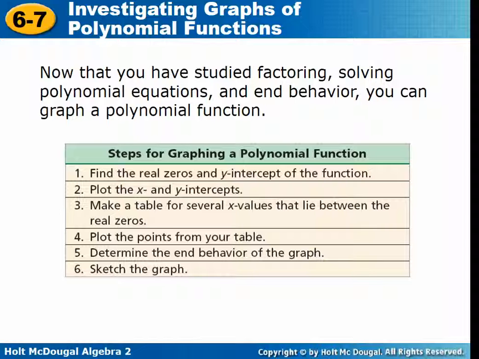Make a table for several x values that lie between the real zeros to help you plot some points. Plot the points from your table. Determine the end behavior. That's what we learned about in part 1 of this. As x approaches negative infinity, does the graph approach infinity or negative infinity? And as x approaches positive infinity, what does the graph do? And then you're ready to sketch the graph.